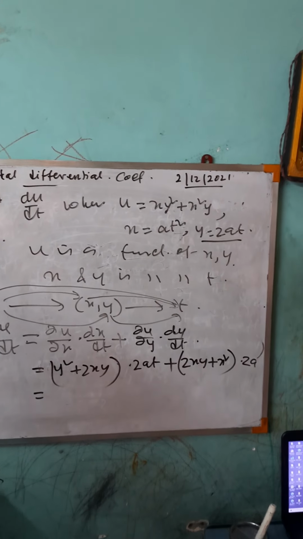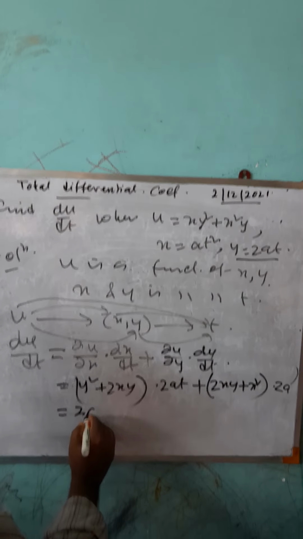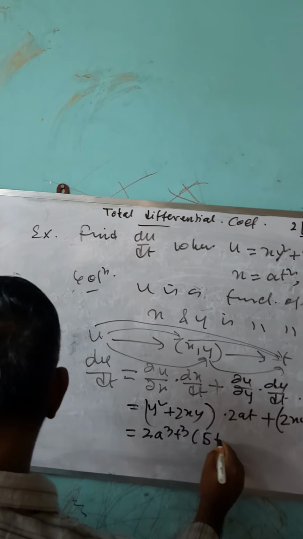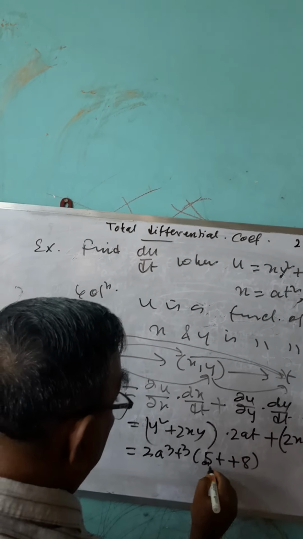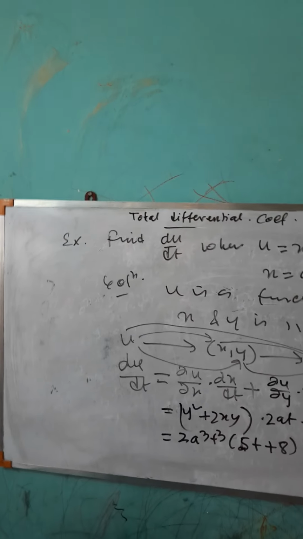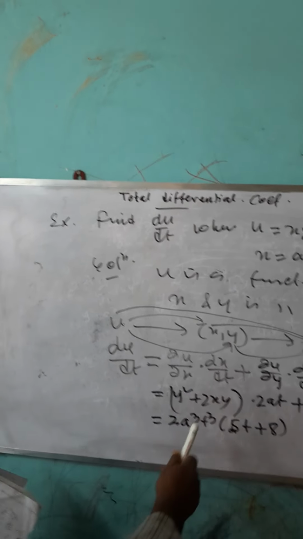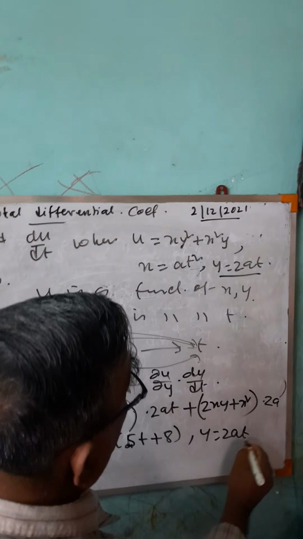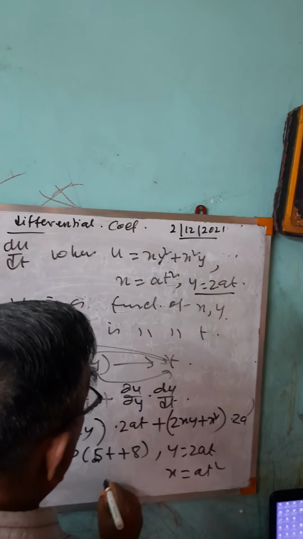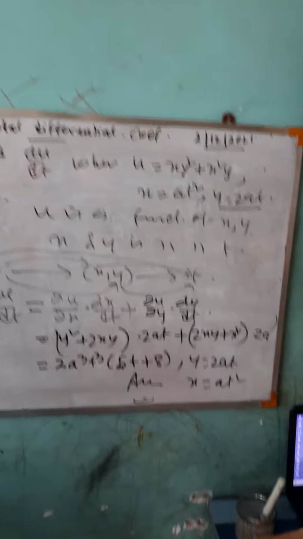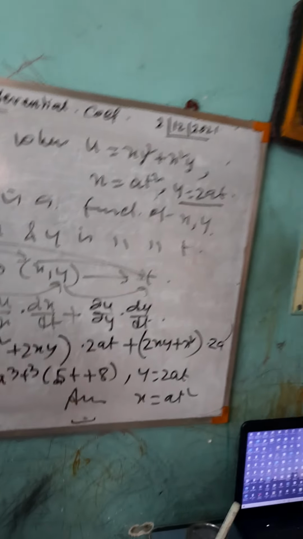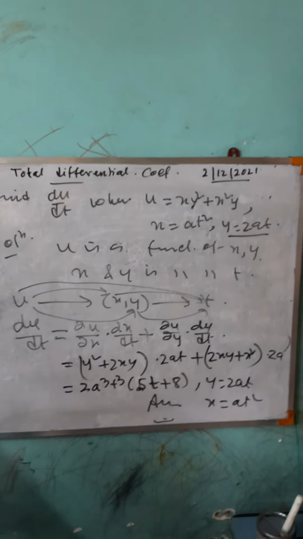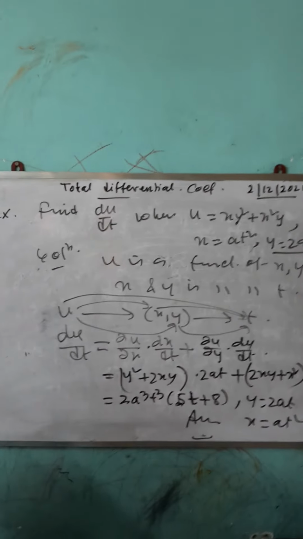Then you get twice a cube t cube into (5t plus 8). I am not simplifying this part. And another thing you have to see: in place of y we can write 2at, where y equals 2at, and x equals at square. So this is the answer, du/dt. Okay, this is all about total differentiation.